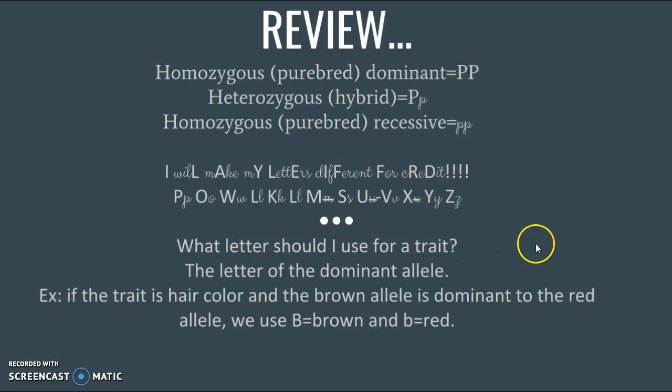What letter should you use for a trait? I don't know if that's been covered either. You should use a letter of the dominant allele. So a good example would be if the trait is hair color, maybe for guinea pigs or some animal, and you have two different alleles, brown or red, and if brown is dominant to red, we would use a B for the trait, big B for brown and little b for red, because the brown allele is dominant for this hair color trait. So I think that's good review.